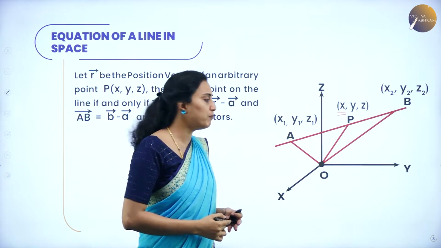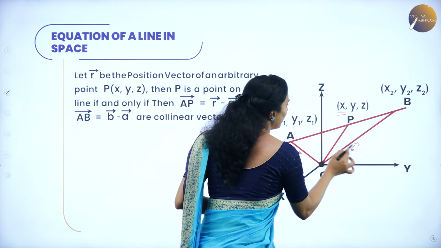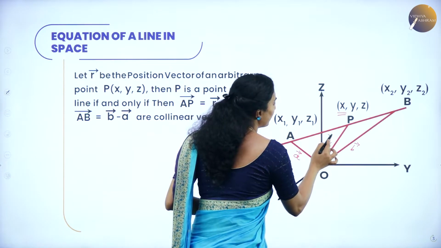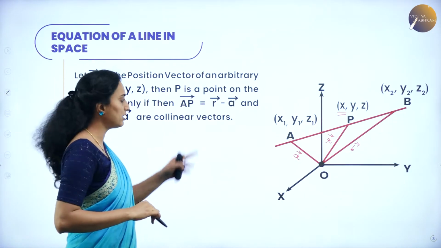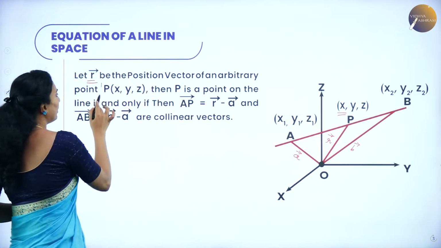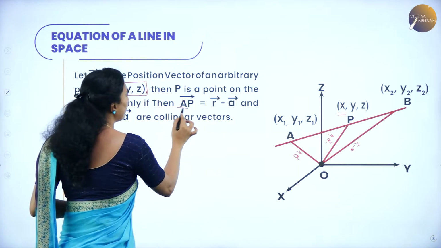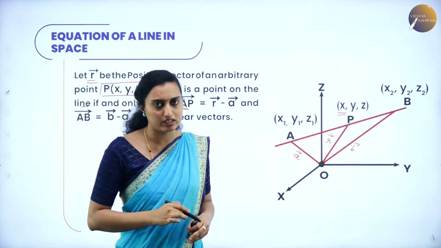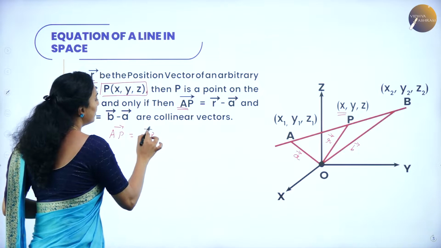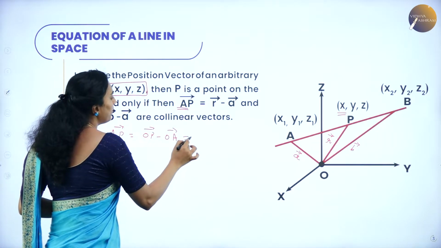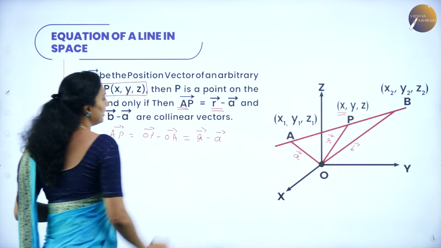Understood? So, this is very important, and here OA vector is nothing but A vector and OB vector is nothing but B vector. Similarly, OP vector, which is nothing but R vector, we are going to name it as. Now, accordingly, let R vector be the position vector, as already said in the diagram, of an arbitrary point P of x, y, z. Then P is a point on the line if and only if AP vector is equal to R minus A vector. That means AP vector can be written as what? AP vector is nothing but OP vector minus OA vector. You know OP vector is nothing but R vector, and OA vector is nothing but A vector. That's what they have given here as the condition.